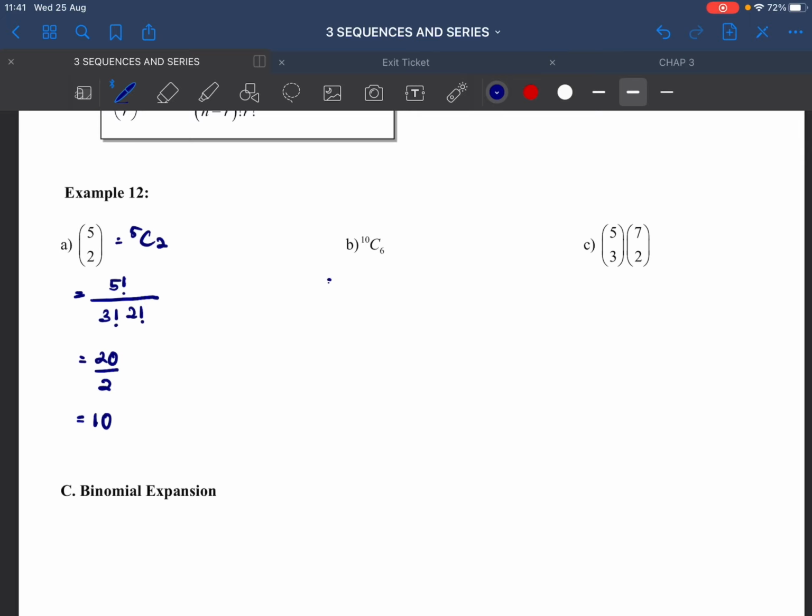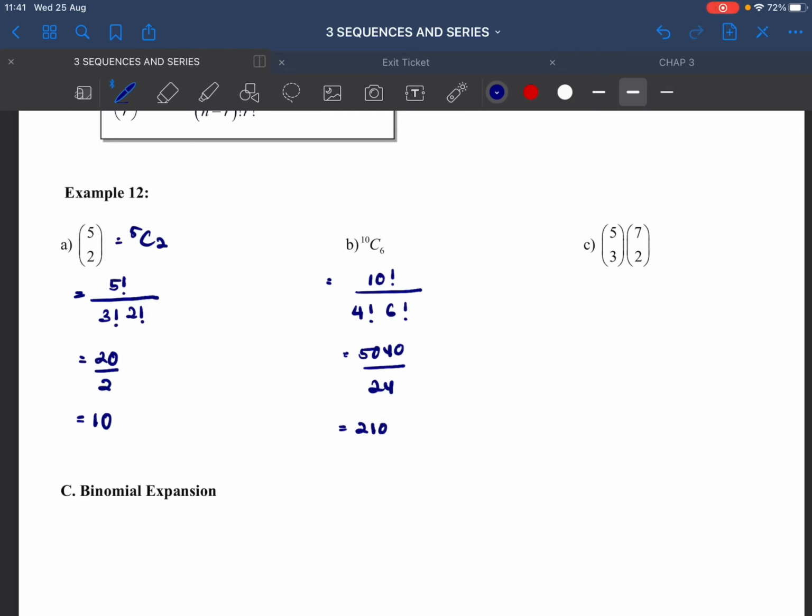So this one, nCr, which is 10C6. So we will have the formula 10 factorial over (10 minus 6) factorial, which is 4 factorial, times by r factorial, which is 6 factorial. Here you will get 5040 over 24 equals 210.